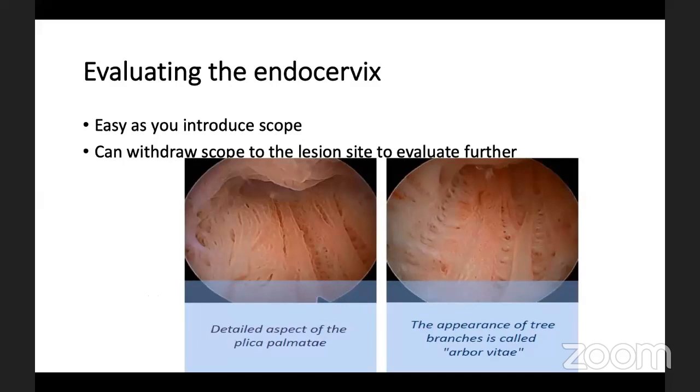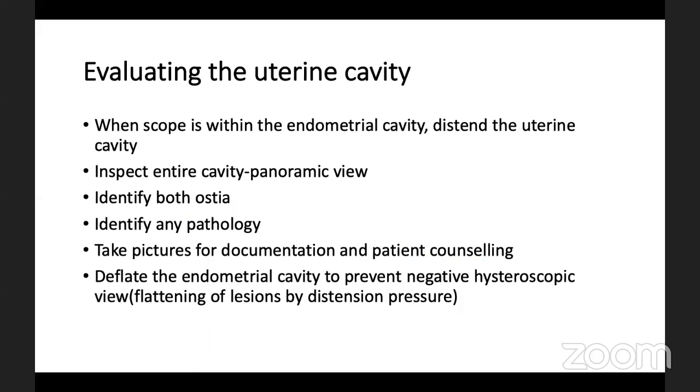So you basically start by evaluating your endocervix. Easy, as you introduce your scope, you just look through. And if you think you've seen a lesion, you can just withdraw a bit and evaluate that lesion further. Sometimes you can see polyps or whatever, and then you can evaluate and take pictures or record videos. And then we evaluate the uterine cavity.